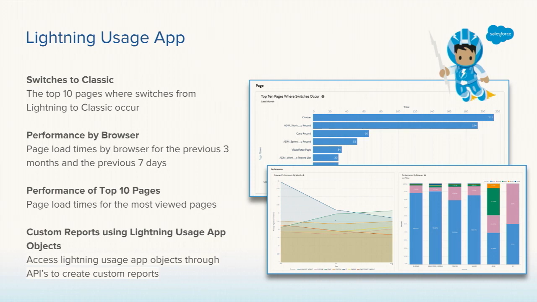Now, we've done a lot of new improvements here with the Lightning Usage app in Winter 19. One of the things that we can do is show you, for example, your switches to Classic. We can show you the top 10 pages that are causing users to switch back to Classic, right? That's pretty granular. That's pretty cool.